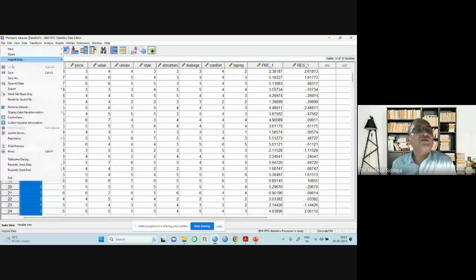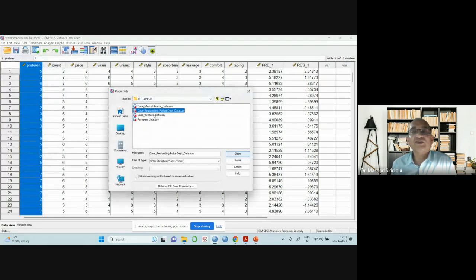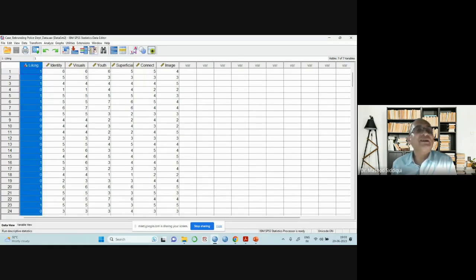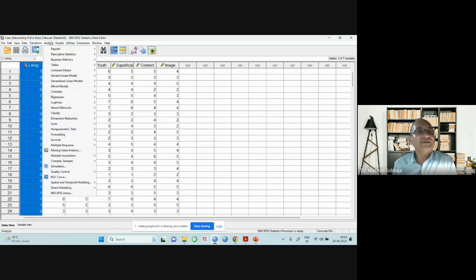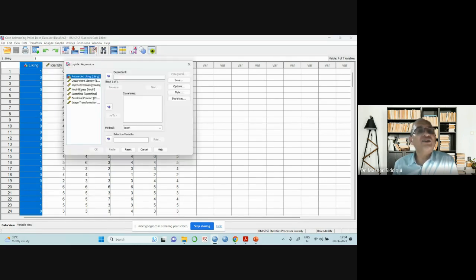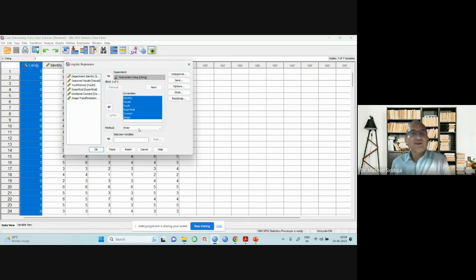We are opening another data set, that is rebranding of the police department. This is a dependent variable. So we go to Analyze, then Regression, then Binary Logistic. This is our dependent variable, and we select all independent variables and transfer them as covariates. We are using the Enter method. This is not the only method.